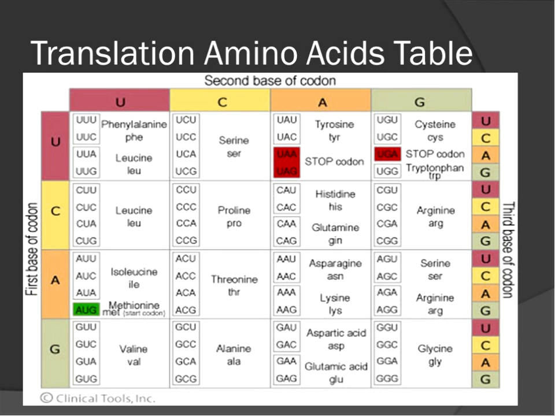So when you translate a code, you're going to see this table. It's going to be given to you on the biology EOC, so you do not need to memorize this. However, you need to know how to use it. So it's very easy. You look at the first letter here, you look at the second letter here, and you look at the third letter here. So let's say my first one is UAC. Which amino acid is UAC? Which one is that?